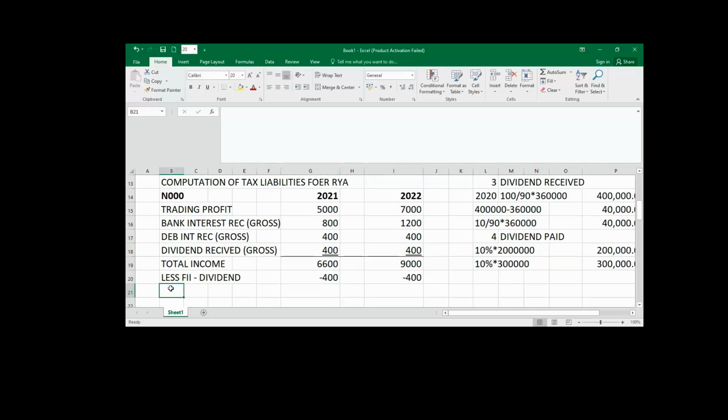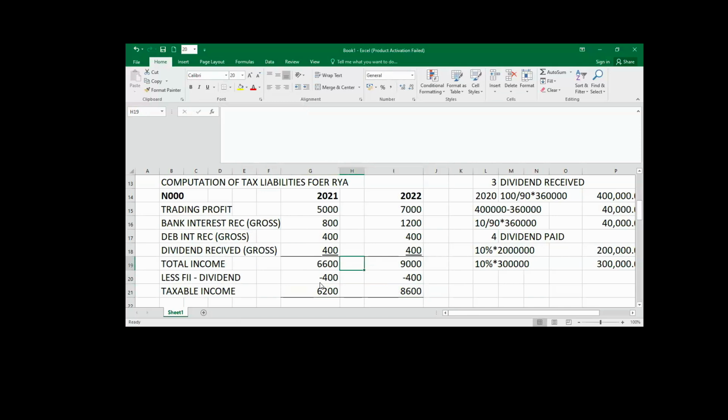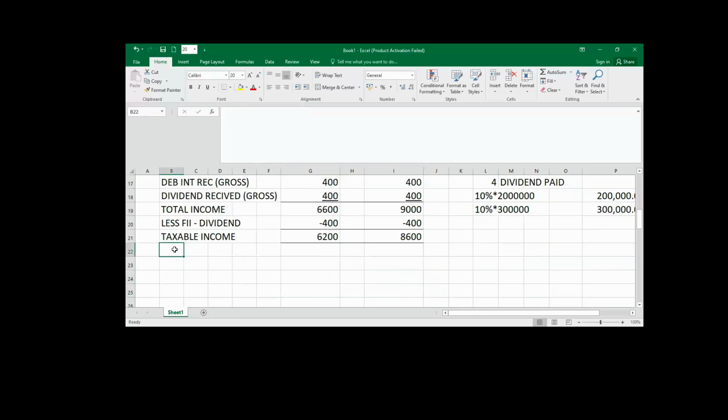That will give us their taxable income. This will give us 6,200, while this one will give us 8,600. This is the taxable income that this company will be liable to tax on.